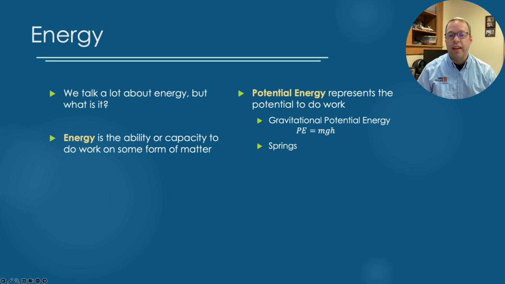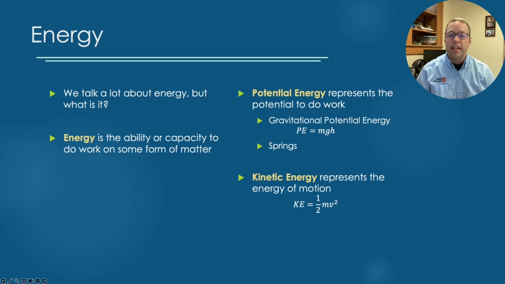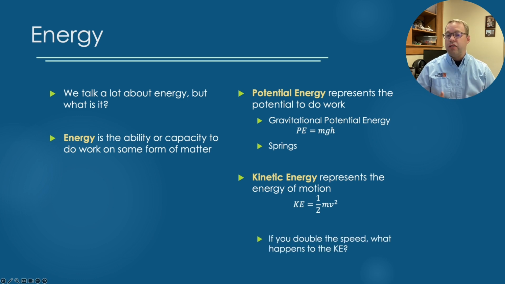Springs are another common example of potential energy, where you stretch out the spring, it's ready to move, it's ready to flip back as soon as you let it go. So that's another form of potential energy. The one we are more concerned about in this course is kinetic energy. Kinetic energy is the energy of motion. And the way we calculate it is we take half of the mass and multiply that by the square of the object's speed. Right?